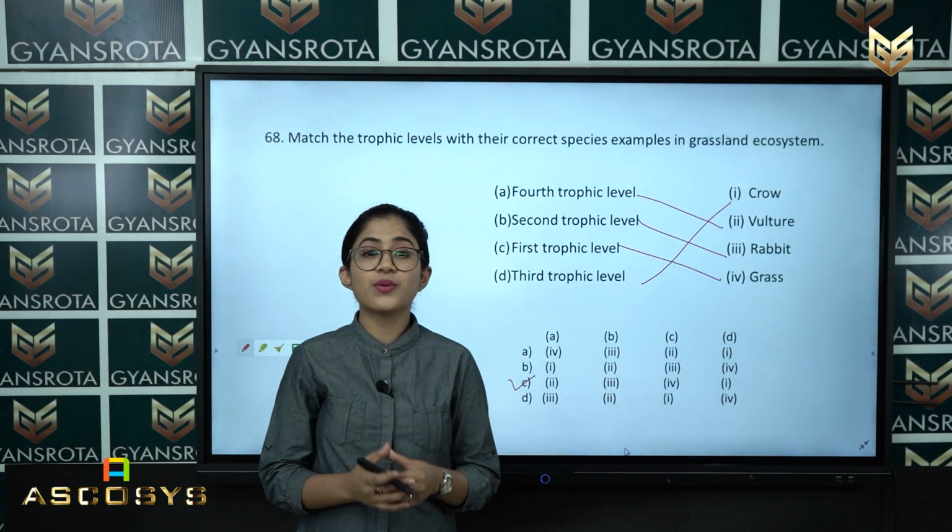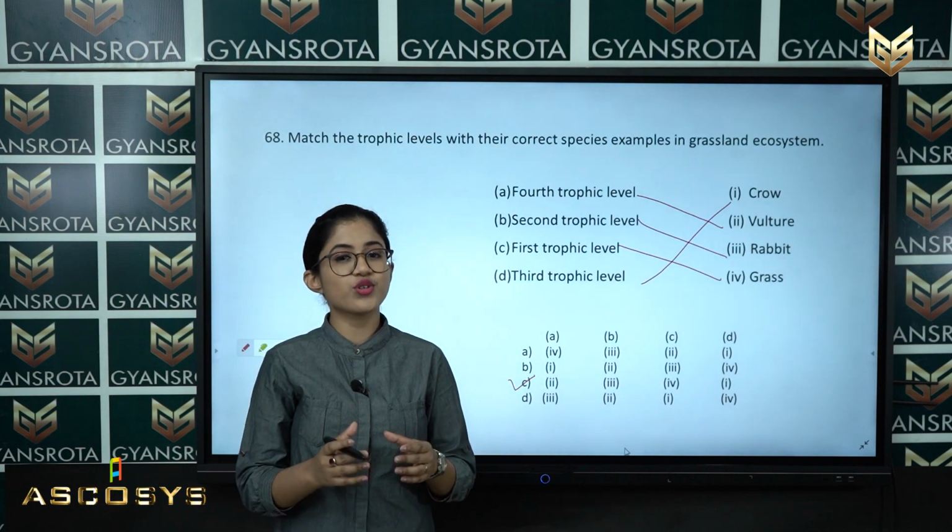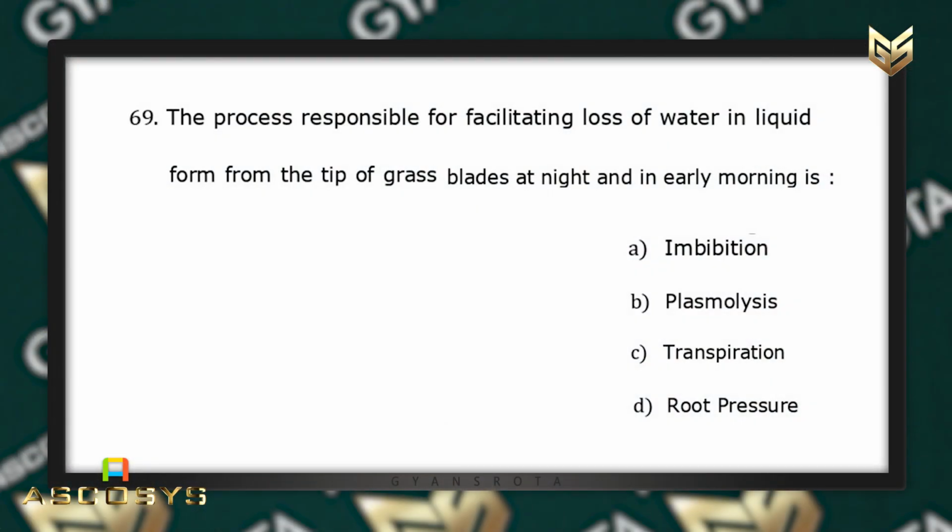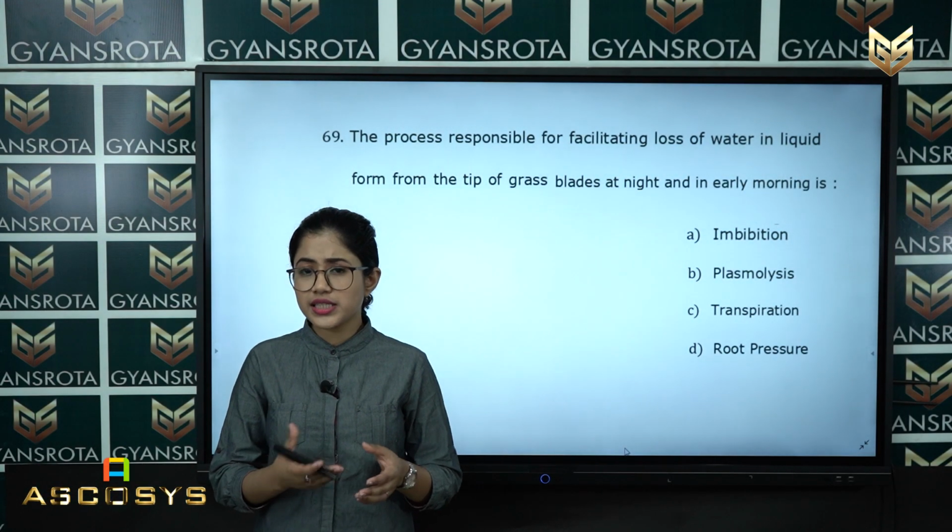Okay? Now, let us move on to the next question, that is question number 69. The process responsible for facilitating loss of water in liquid from the tip of the grass blades at night and in early morning is option number A, imbibition, option number B, plasmolysis, option number C, transpiration, and option number D, root pressure. So, student, this is a very easy question, right?